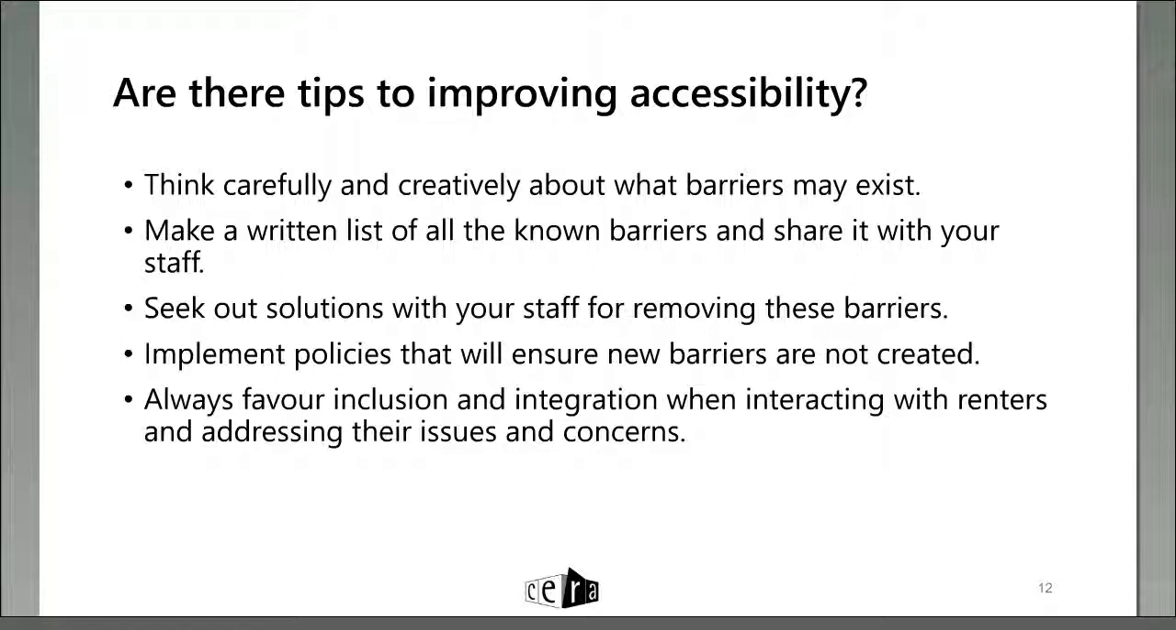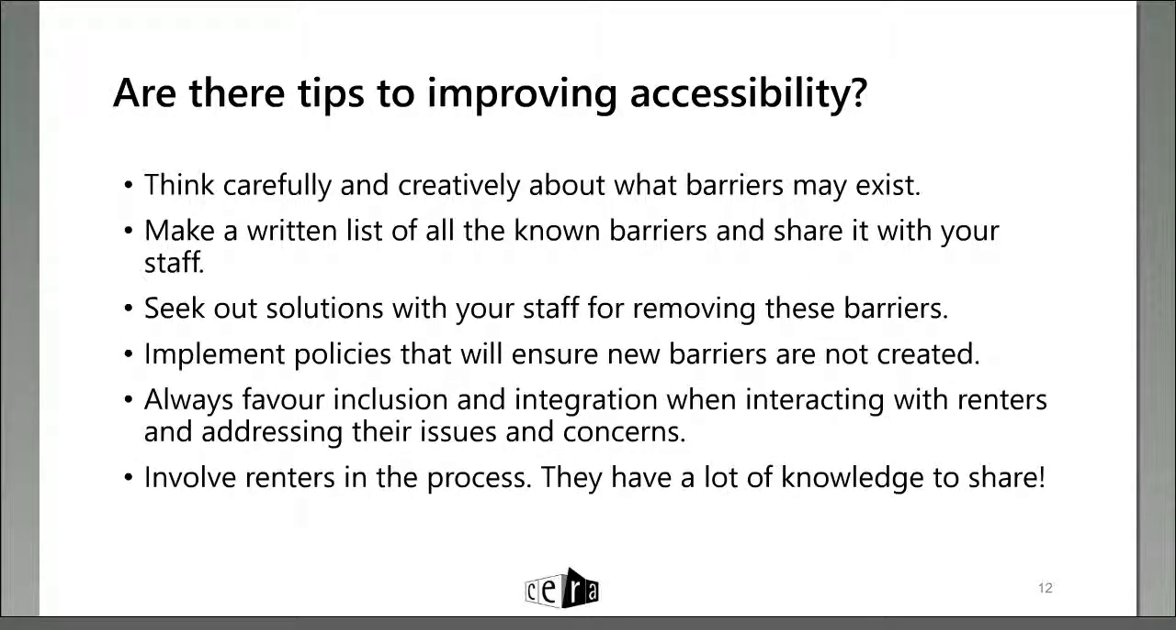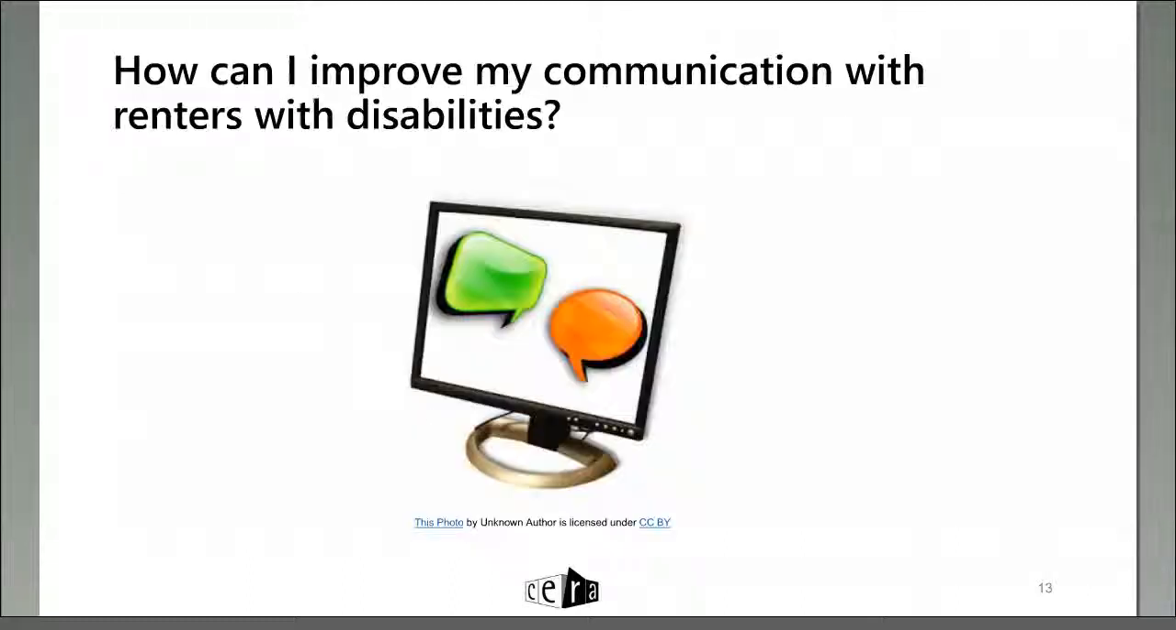Always favor inclusion and integration when interacting with renters and addressing their issues and concerns. Don't forget to involve renters in the process. They have a lot of knowledge to share. And finally, focus on ensuring equality.